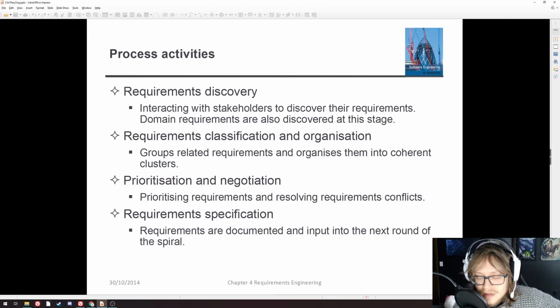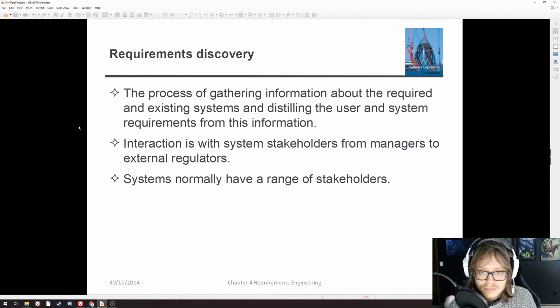Then we've got to classify and organize those. We've got to negotiate with the customer, resolve any conflicts between our different stakeholders. And then we've got to document those requirements as we've been doing, generate that requirements document, and then go back into the next phase and see if we can discover some more, and repeat that process until we're satisfied, or until our product is finished. So discovery is the process of gathering information about the systems that are going to be required and those user and system requirements that are going to derive from what our stakeholders want.